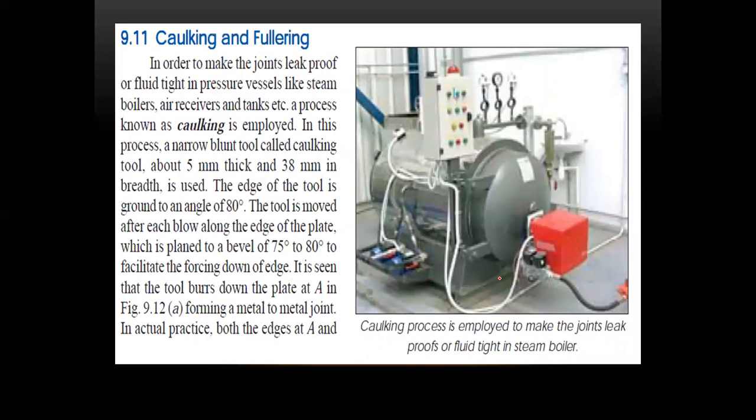As we discussed earlier in applications, the caulking process is employed to make the joints leak proof or fluid tight in a steam boiler. In order to make the joints leak proof or fluid tight in the pressure vessels like steam boilers, right? Heat exchangers, air receivers, tanks, etc. A process known as caulking is employed. That is, to make the riveted joints leak proof and fluid tight, we are using a process called caulking. Here, a narrow blunt tool called caulking tool about 5 mm thickness and 38 mm breadth is used, right? So read this one.